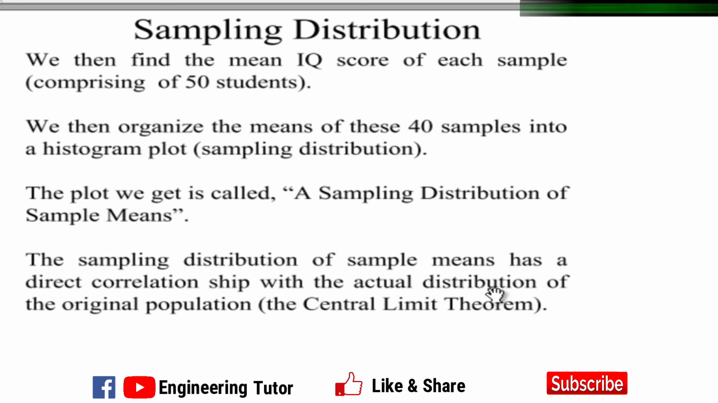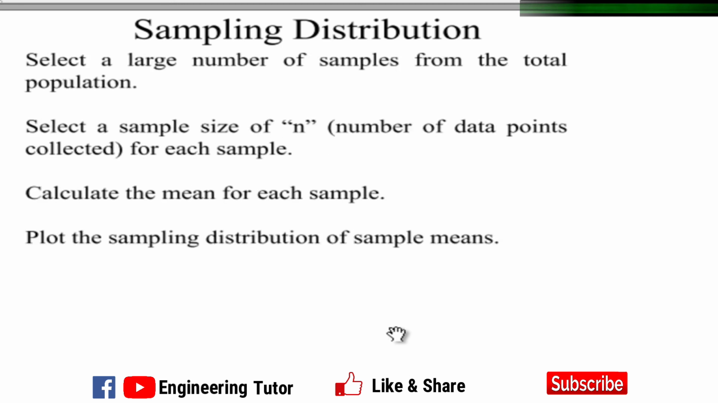The sampling distribution of the sample mean has a direct correlation with the actual distribution of the original population. Okay, and this is called the central limit theorem. If you see the original distribution and the distribution of the means, they will have a similar shape, and that's why this is called the central limit theorem. So what you have to do is select a large number of samples from the total population, select a sample size of n points, calculate the mean of each sample, and plot the sampling distribution of sample means.